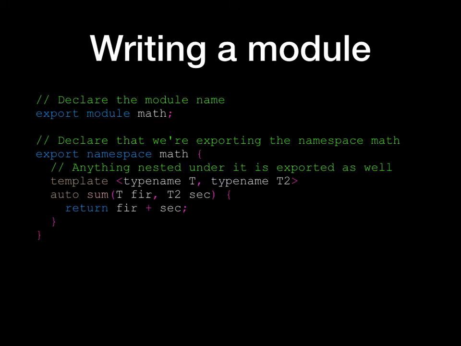Okay, so how do you actually write a module? Well, it's not too difficult. All you have to start with is export module and then the module name, and that defines that in this file you'll be defining a module, here called math. Afterwards, you decide which elements you want to export. So here we'll export a namespace called math, exactly like this module. Do note that anything nested under the math namespace will also itself be exported.